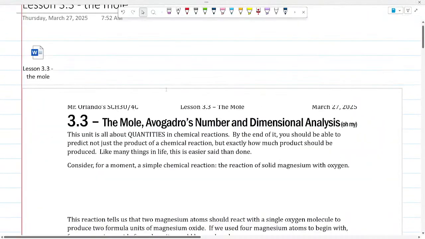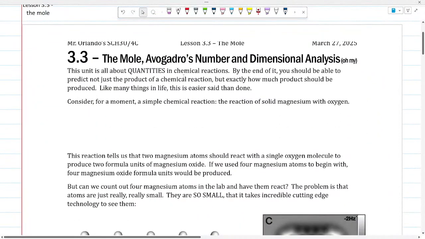The mole. And let's talk about that, the mole. The mole, Avogadro's number, and dimensional analysis. Oh my. So this unit's all about quantities in chemical reactions. And when we say quantities, of course, what we mean by that is... Yeah, absolutely. But even more generally speaking, just numbers. We're now going to work with numbers.